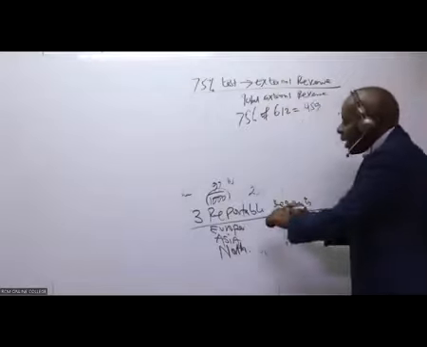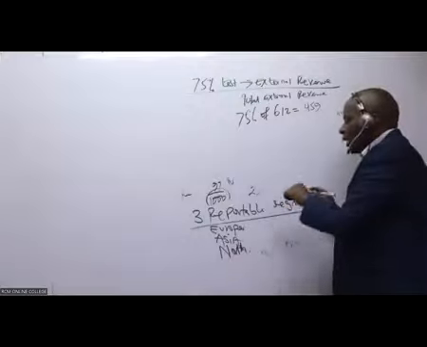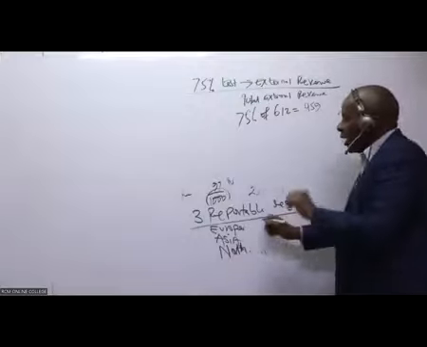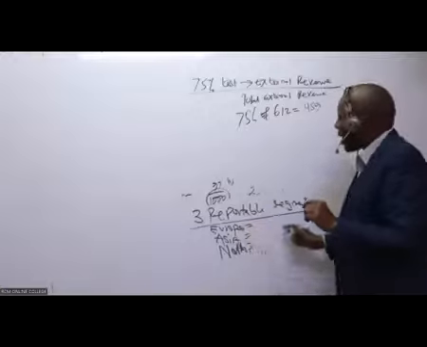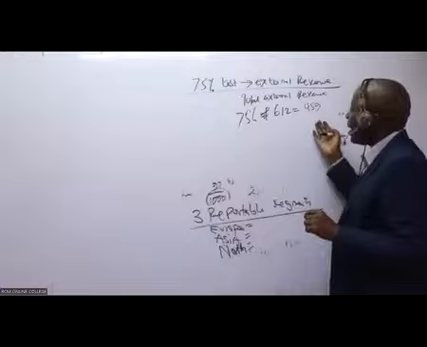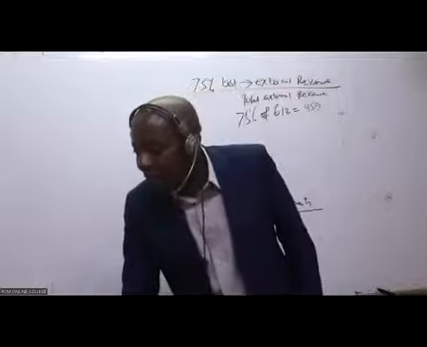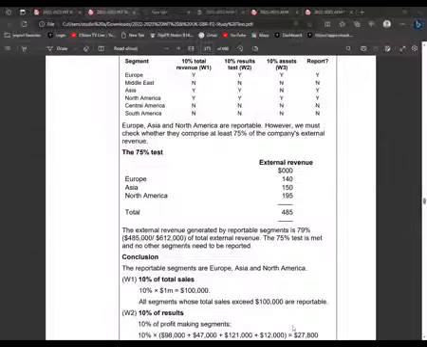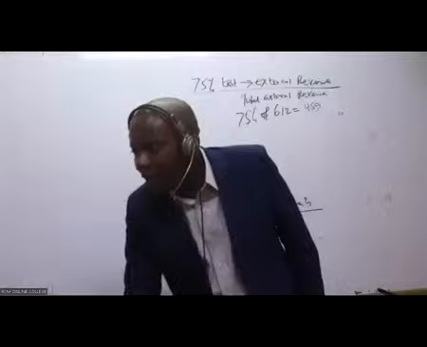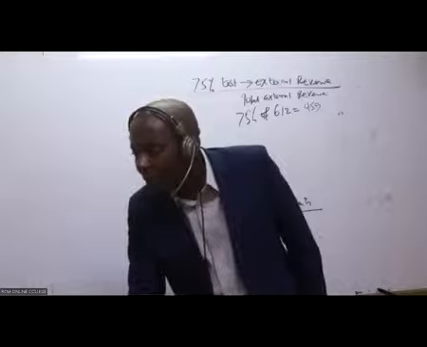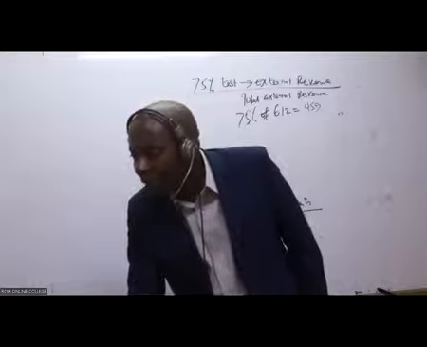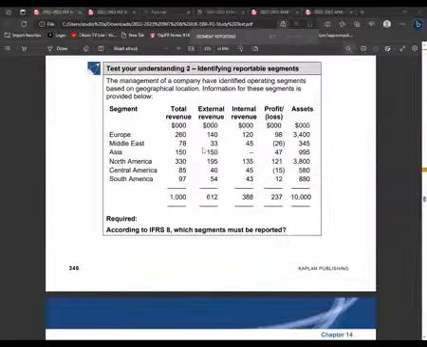So then these particular three segments, they can only be reportable if their external sale is more than this 459. So then, ladies and gentlemen, when you come here, look at Europe. If you look at Europe, the external sale of Europe is how much? External revenue of Europe is 140.